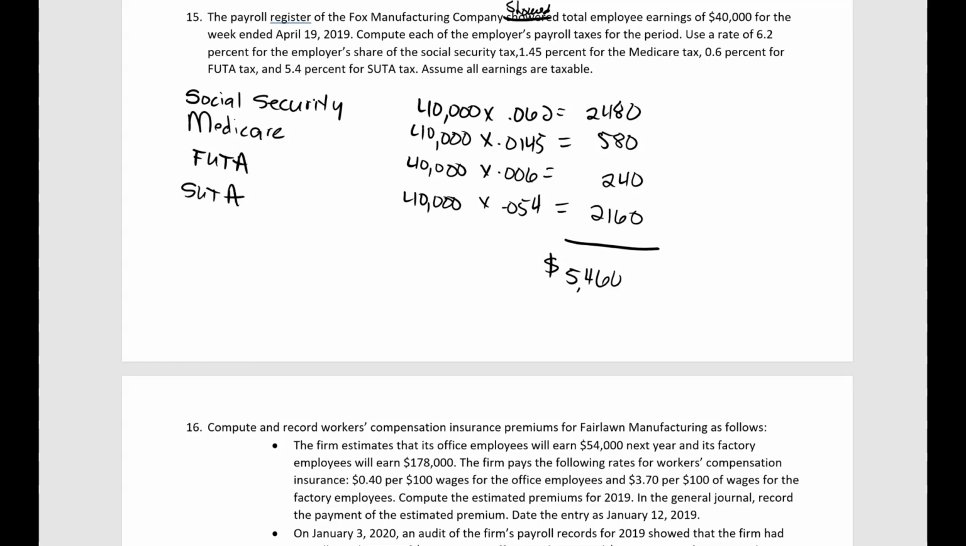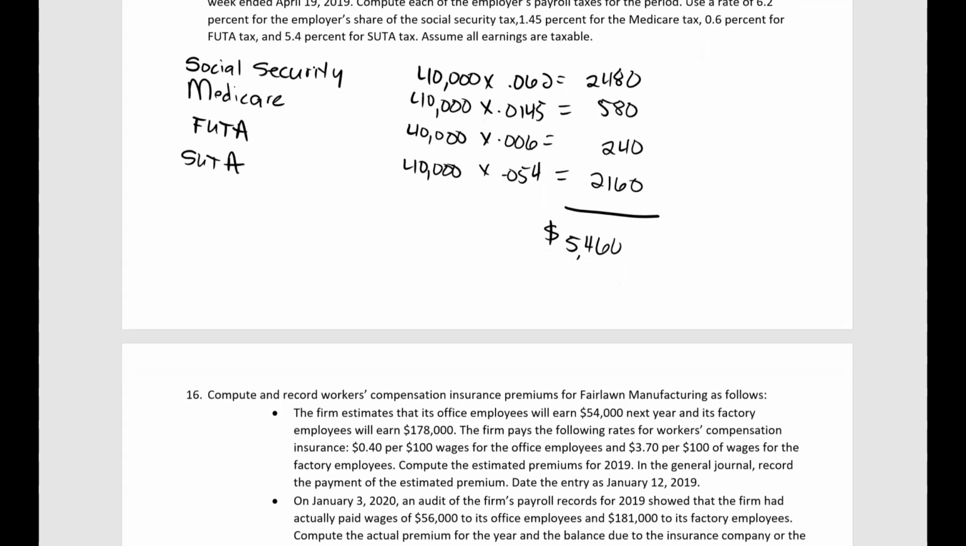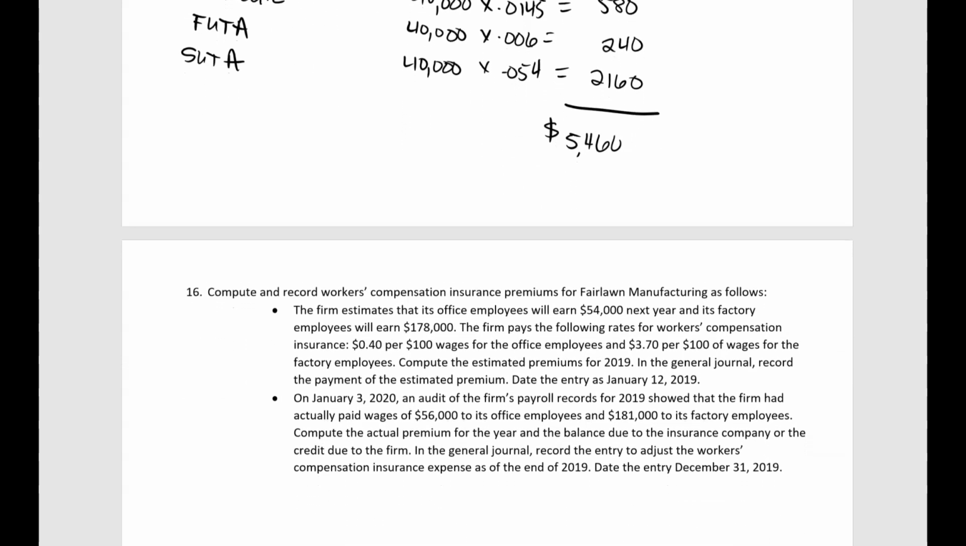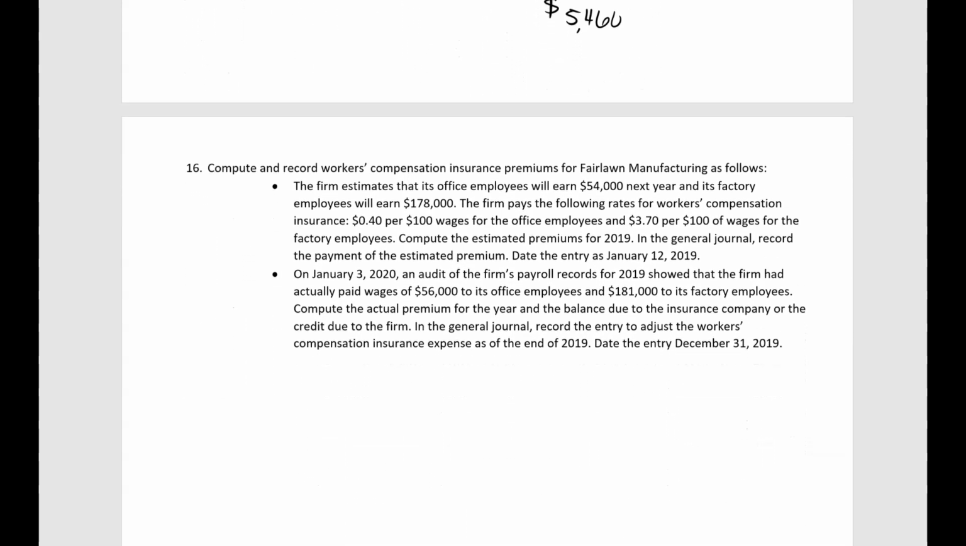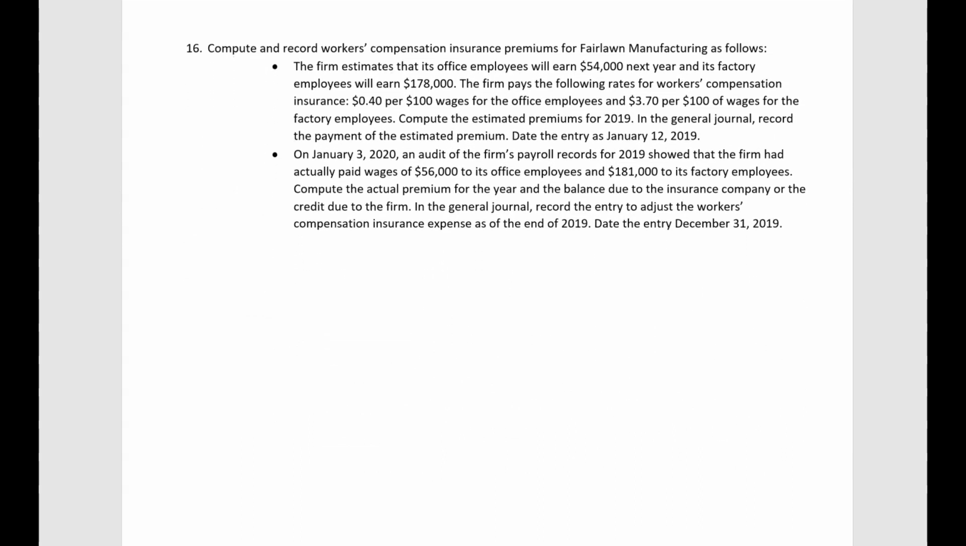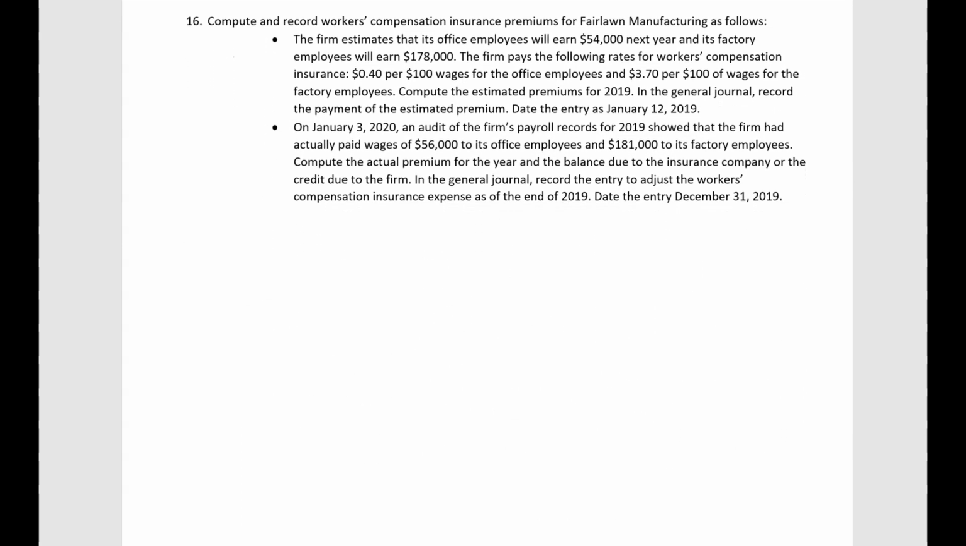Okay, we are on the last question here. This is on workers' compensation. And so here we have our estimates. The first bullet point is our estimates. Our second bullet point is our actual. So let's look at this. Here we have $540,000 per year that the employees are going to earn.